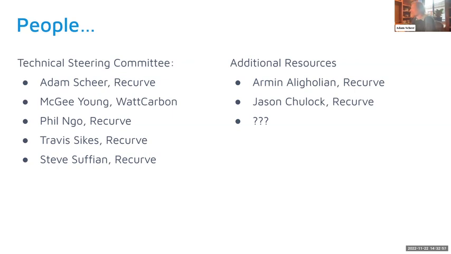Thank you, Phil. And then additional resources are going to be Armin, who Travis introduced a moment ago. Armin is a data scientist here at Recurve, and he has already started to do some exploration of weather data that can be used for solar PV modeling, which is going to be super useful as time goes on here. And we'll be involved. He's an expert in neural nets and has recently done his PhD at UC Riverside. So we're excited to have him on board here. And Jason Chulak, who is also at Recurve and is an engineer.